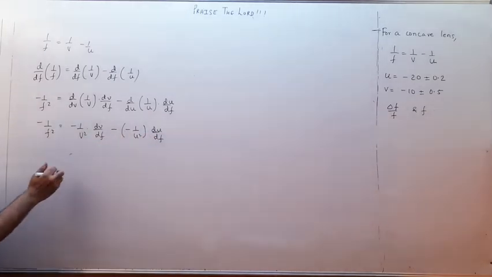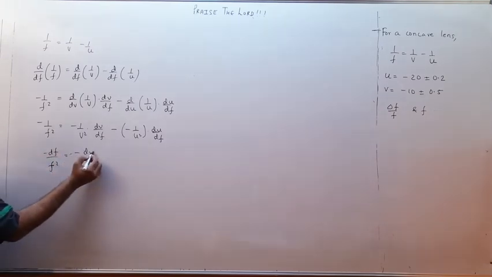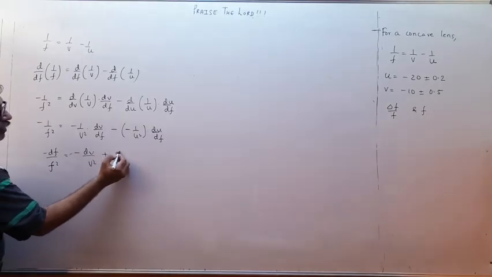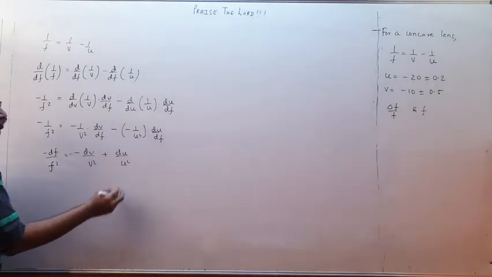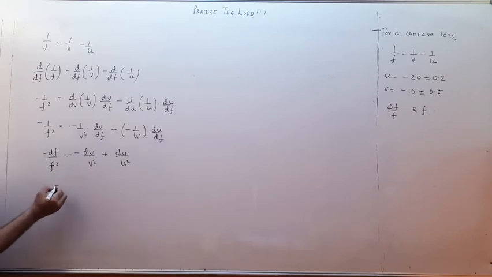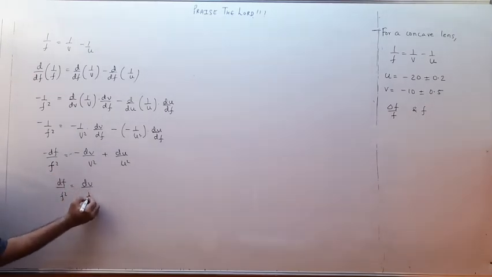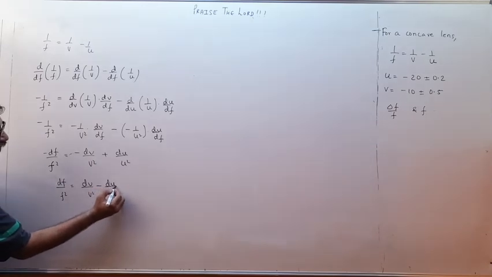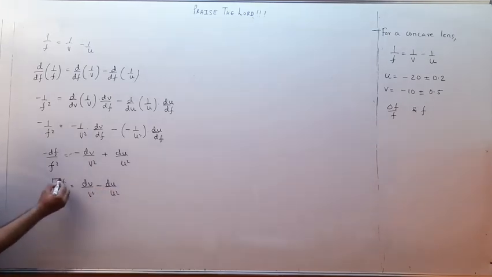I multiply all the terms by df. So minus df upon f square, df gone, will be minus dv upon v square plus du upon u square. So change the sign. So this becomes df upon f square is equal to dv upon v square minus du upon u square. Children, up to here it is okay, since mathematics is there.